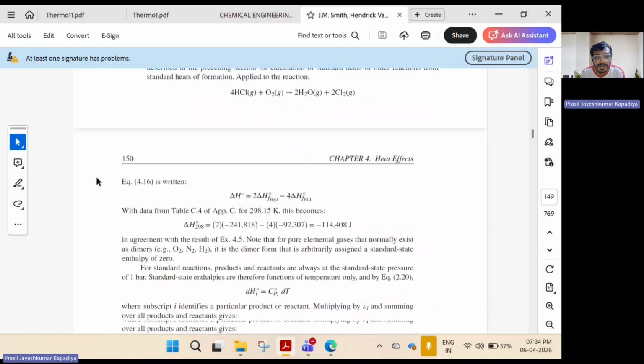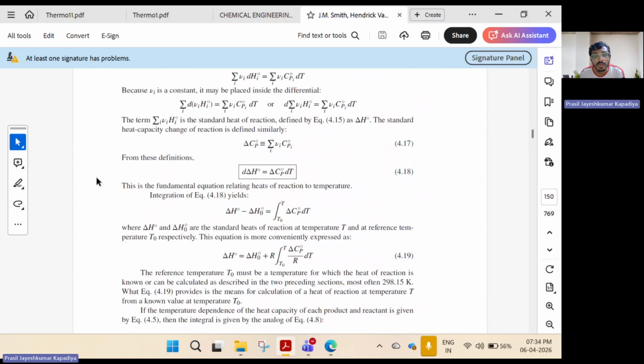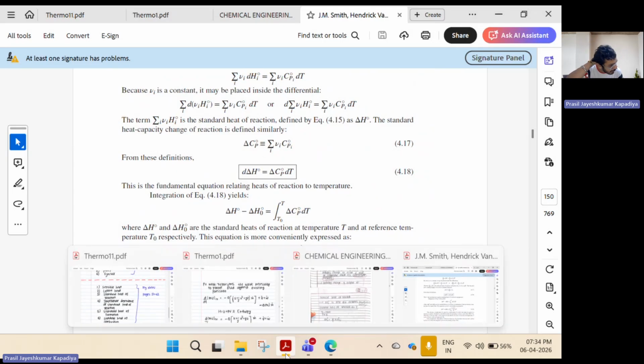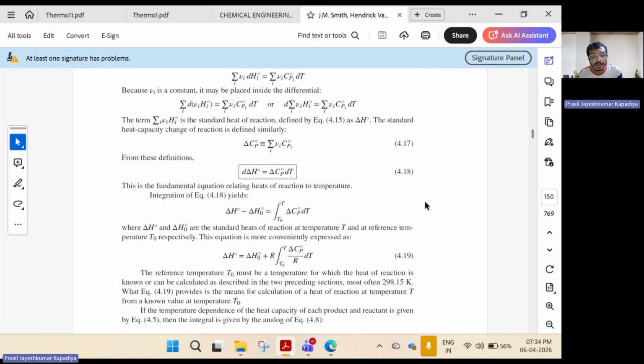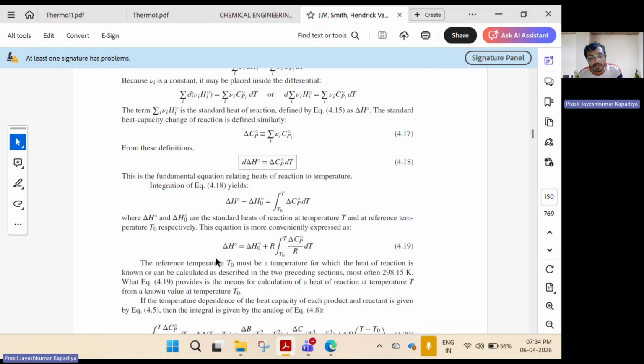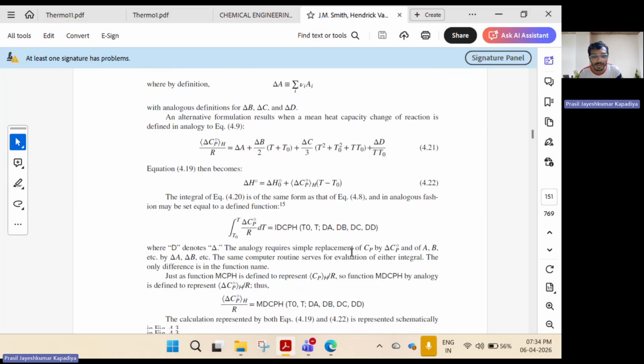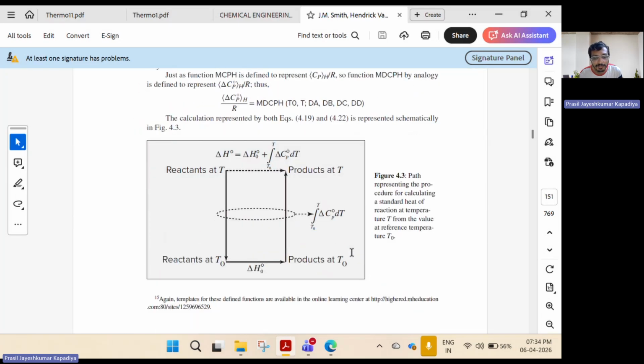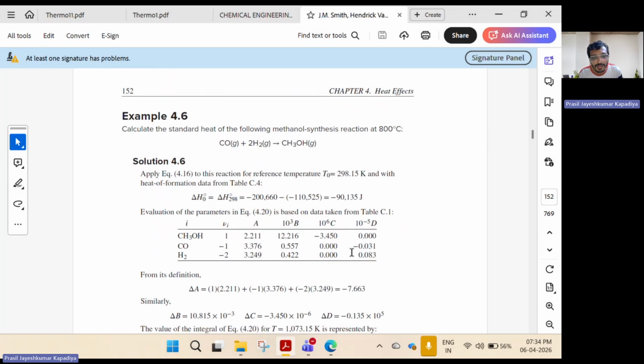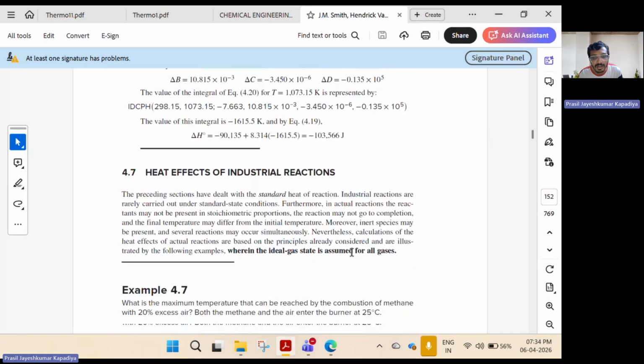Delta H naught also depends on temperature, because Cp depends on temperature, and we had seen that temperature dependence of Cp. So delta H is the integration of Cp dT. From there, delta H naught at T is equal to delta H naught at T naught plus the integral from T naught to T of delta Cp dT. These are not very complex, but you can't solve them with pen and paper; you need some tools. So we are not looking at this part. We are leaving it. Okay.